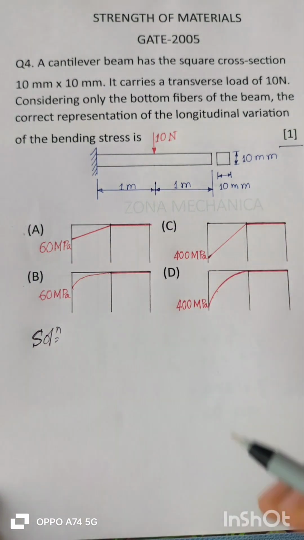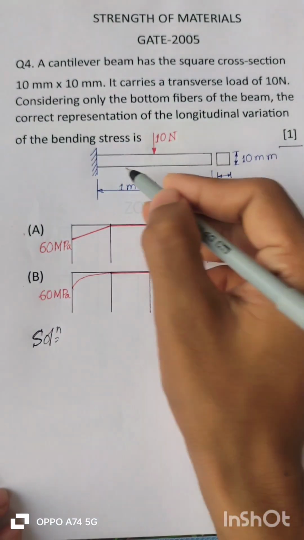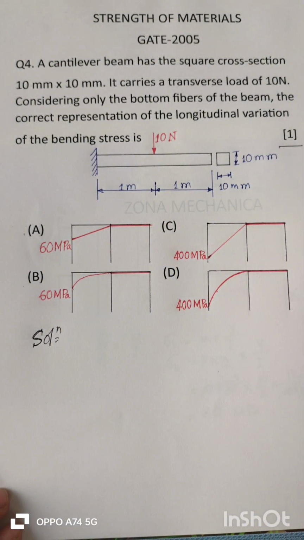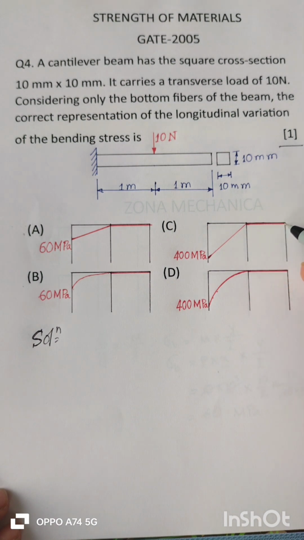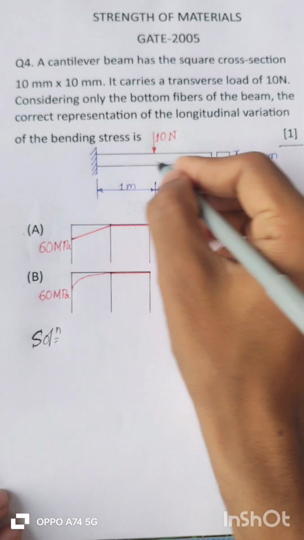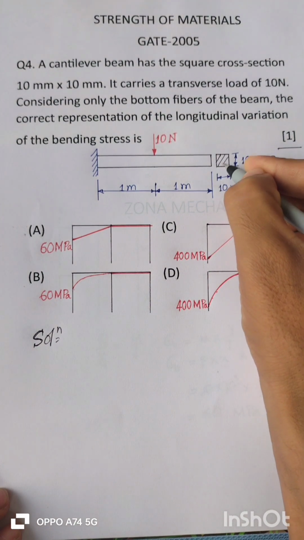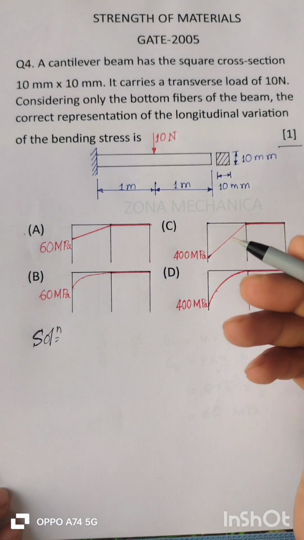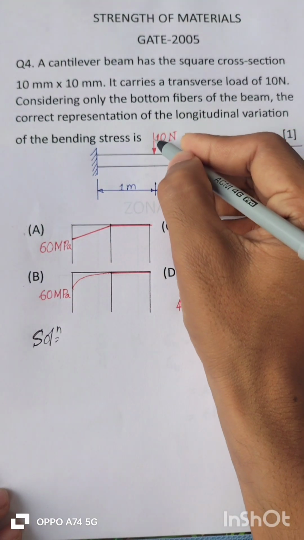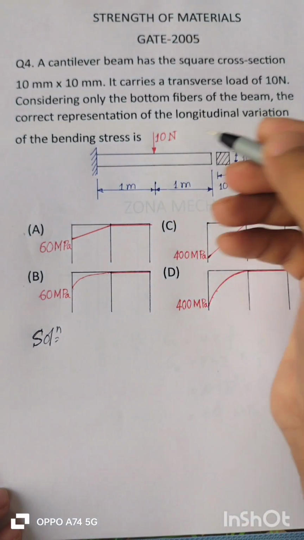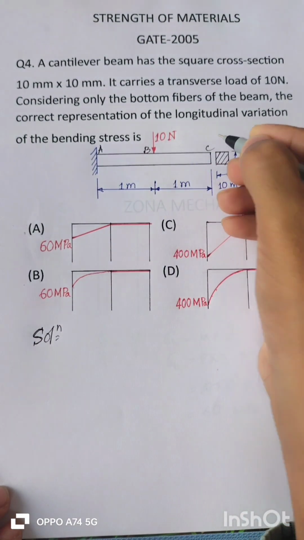there are four options. How the bending stress will vary along the length of the beam. So these curves are showing the nature of the variation. So this is the beam of a square cross section 10 mm by 10 mm. This is the cross section of the beam and this is the length of the beam. The load is acting at the mid span of the beam. Let this be the point A, this is B, and this is C.